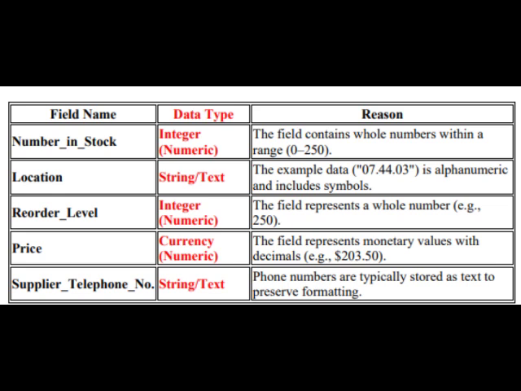Similarly, the reorder level field requires a range check to validate that values are positive and within a reasonable range, while a type check ensures only numeric data is entered. For price, a type check confirms that values are numeric and can include decimals, while a range check ensures prices are greater than $0. The supplier telephone no field benefits from a length check to validate that phone numbers contain exactly 11 digits and a format check to ensure only numeric characters are entered. Together, these checks prevent errors and ensure reliable data entry across all fields.